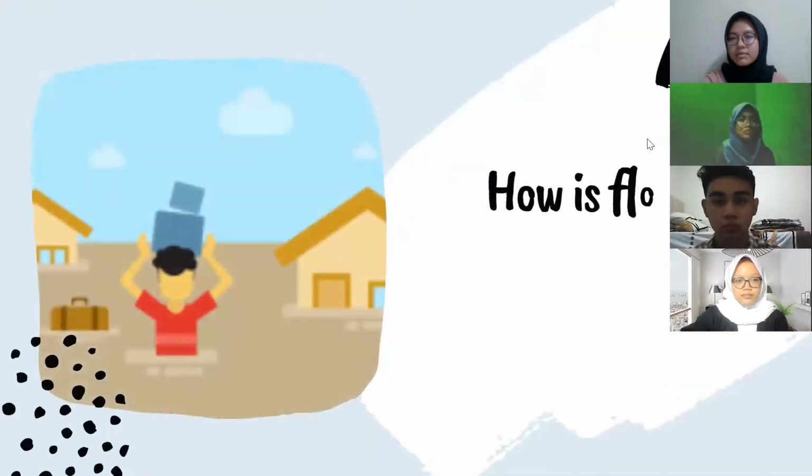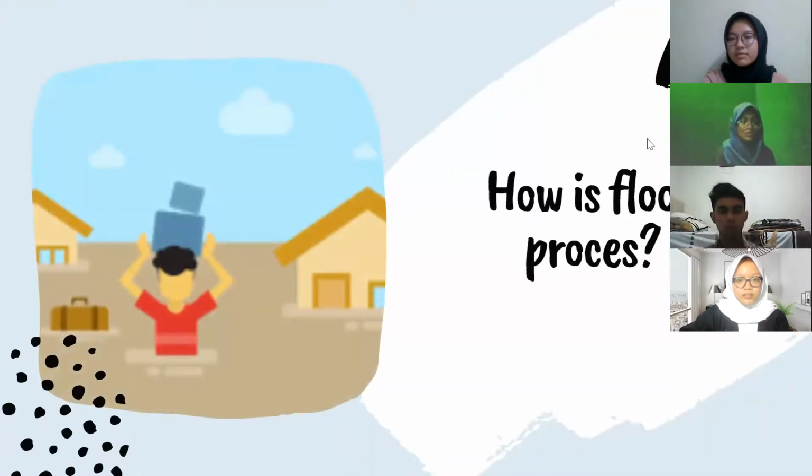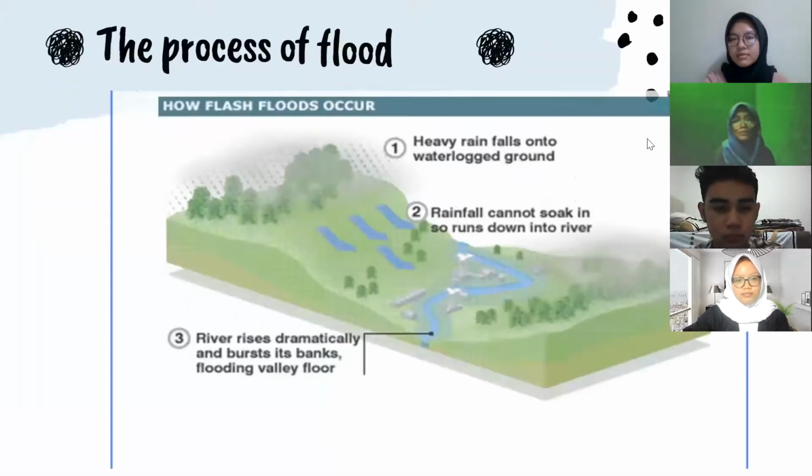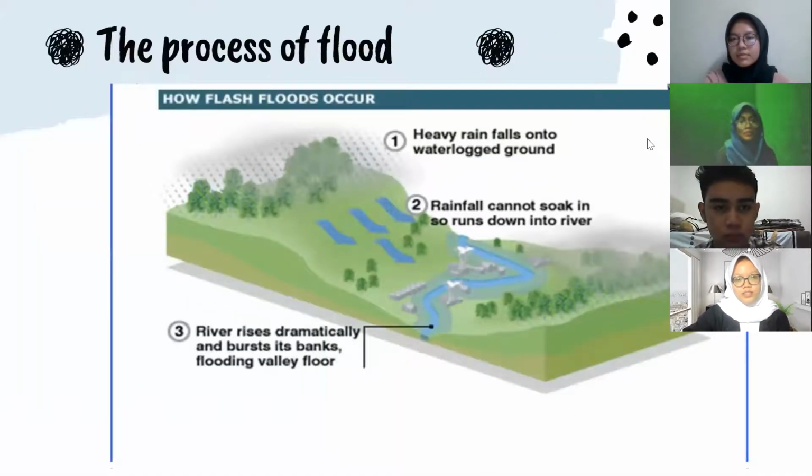Next, how is the flood process? The process of flood. First, heavy rain falls onto waterlogged ground. Second, rainfall can't soak in, so it runs down into the river. And the last, the river rises dramatically and bursts its banks, flooding the valley floor.